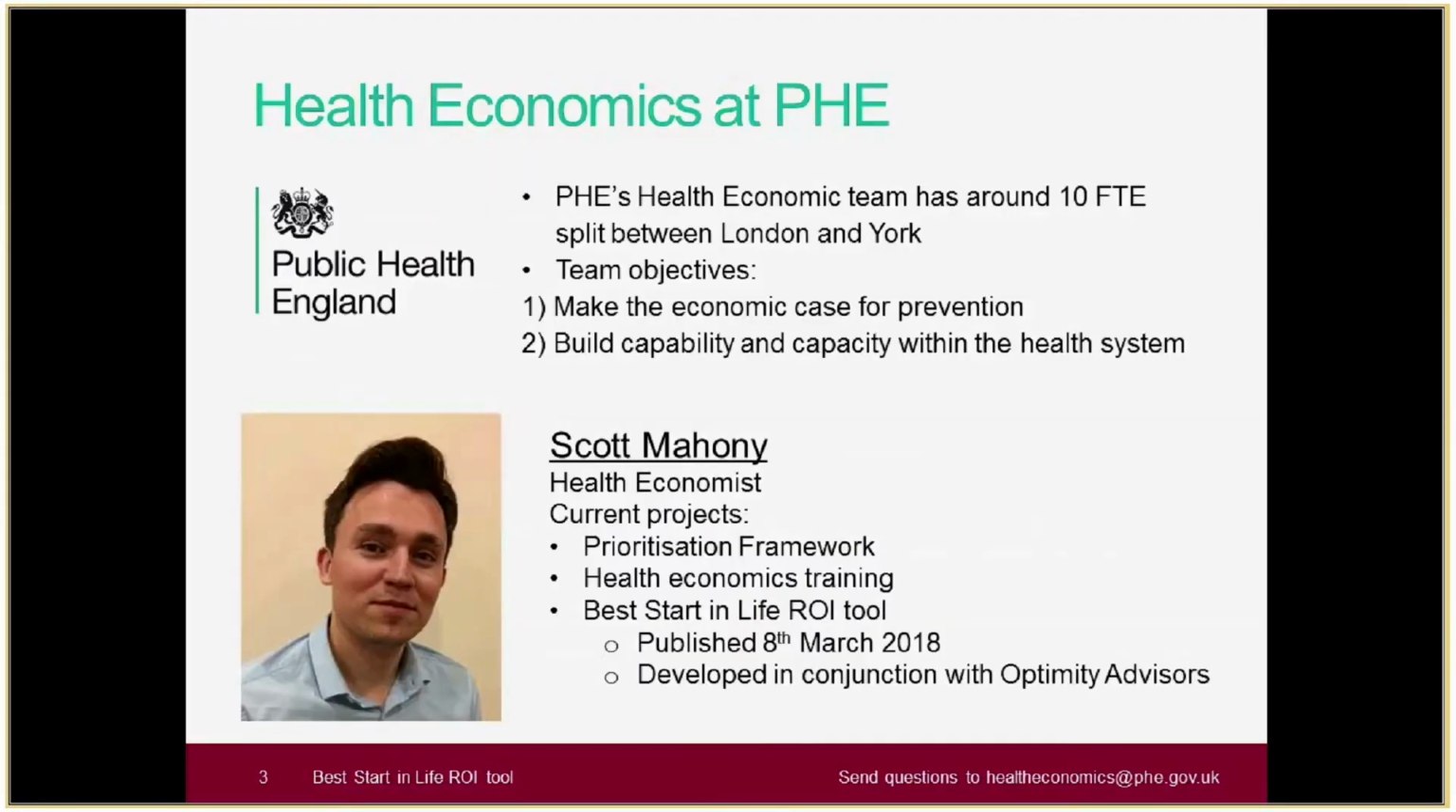So before we get stuck into the Best Start in Life tool, I thought it might be interesting just to have a quick overview of the health economics team here at PHE. There's around 10 of us split between offices in York and London, and we've got two main objectives. One is to make the economic case for prevention, so that's quite national work, and the second is to build capacity and capability within the healthcare system.